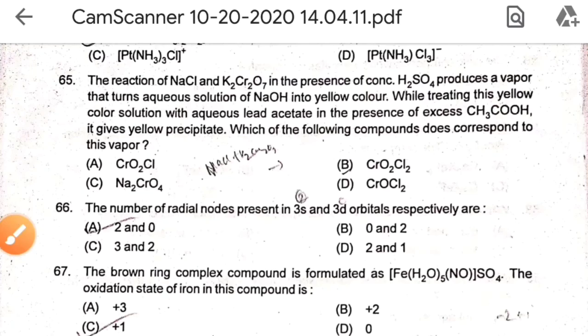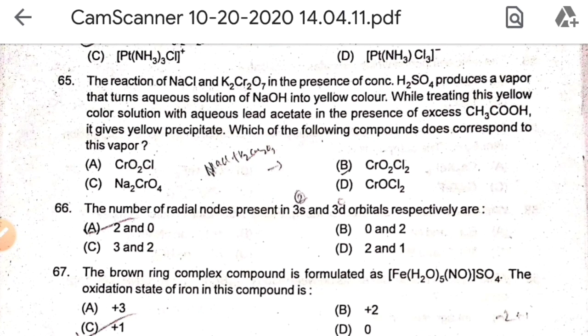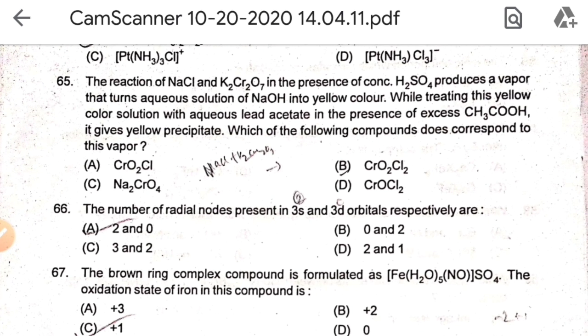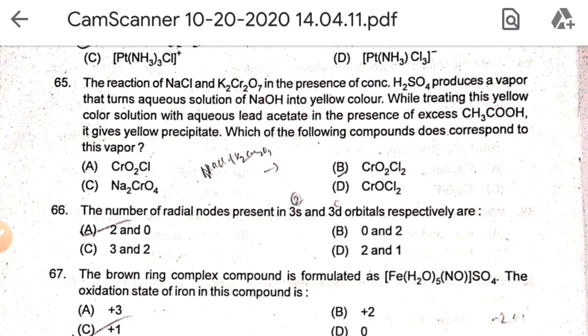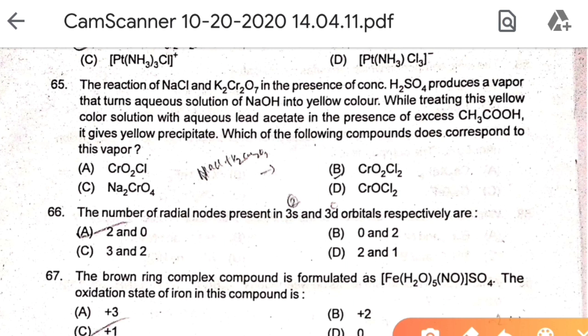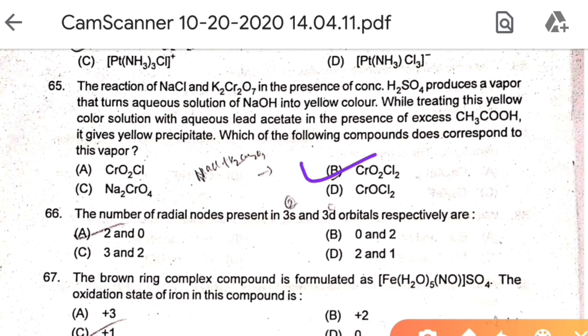Question number 65. The reaction of NaCl and K2Cr2O7 in the presence of concentrated sulfuric acid produces a vapor that turns aqueous solution of sodium hydroxide into yellow color. While treating this yellow color solution with aqueous lead acetate in the presence of excess acetic acid, it gives yellow precipitate. Which of the following compounds does correspond to this vapor? This is from your transition element, and I guess this is a direct equation. So here the answer is B. The correct answer for this particular question is B.